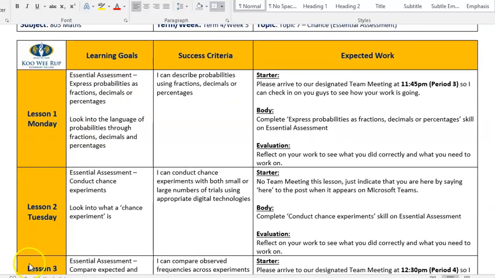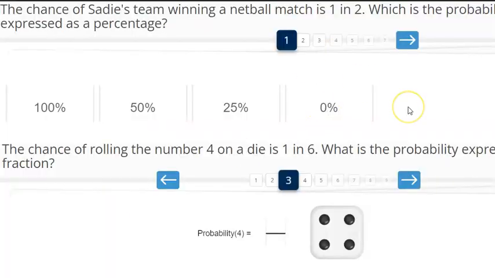I've gone ahead and grabbed a few examples from Essential Assessment. So here are the examples here. We're just going to go through 4 examples. First one here, question 1. The chance of Sadie's team winning a netball match is 1 in 2. Which is the probability expressed as a percentage?